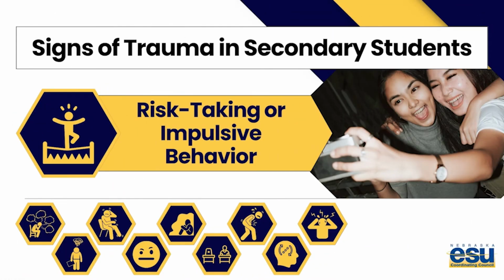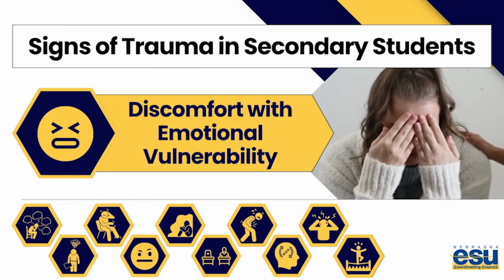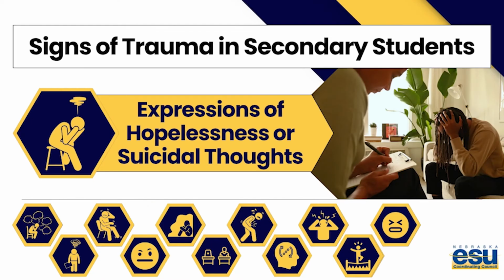Risk-taking or impulsive behavior. Among high schoolers in particular, we may see an increase in risk-taking behaviors, such as substance use, unsafe driving, or physical fights, as a way to cope or feel in control. Discomfort with emotional vulnerability. Adolescents may avoid or show discomfort when expressing their own feelings.